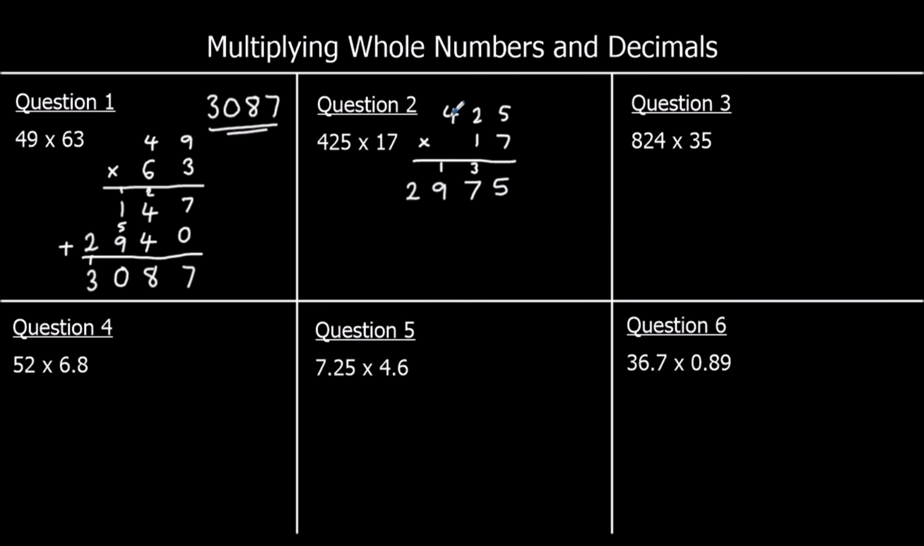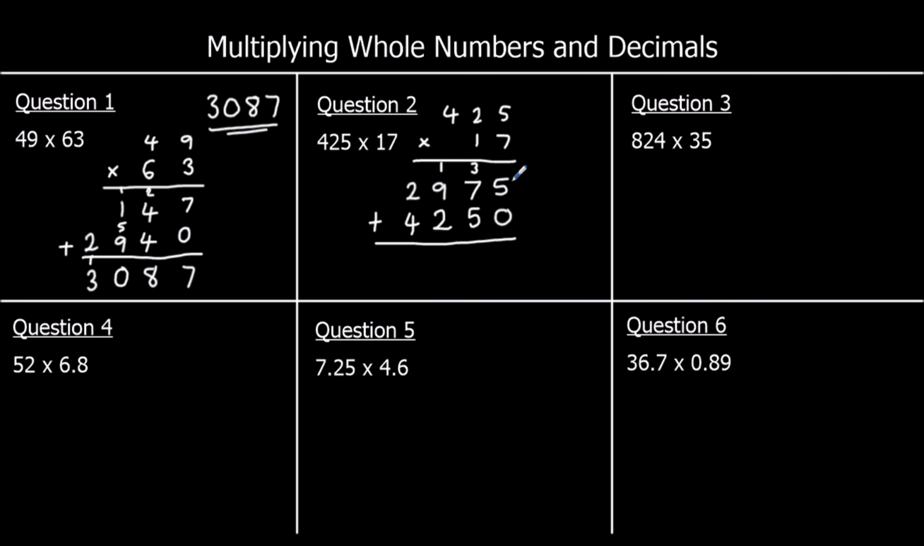Now we've got to do 10 times 425. We add a 0 because it's 10 times bigger than 1 times 425. 1 times 5 is 5. 1 times 2 is 2. 1 times 4 is 4. So then we can add up.